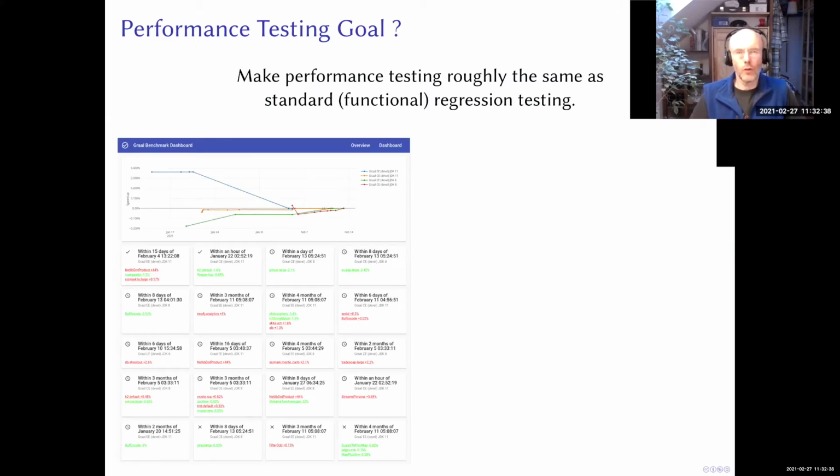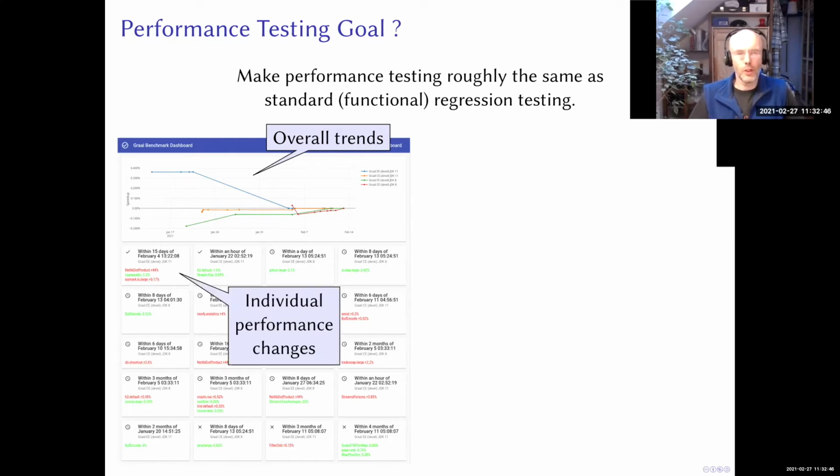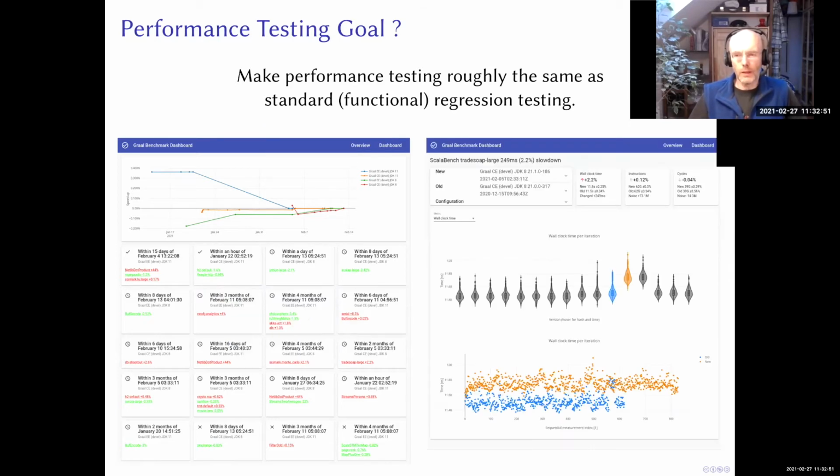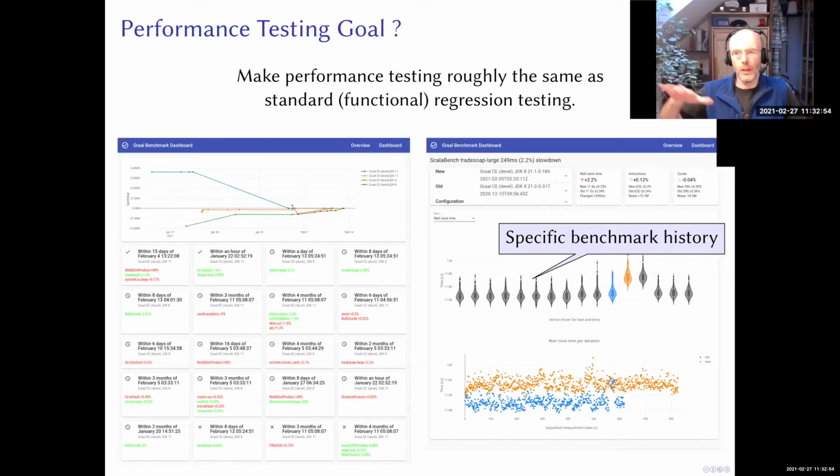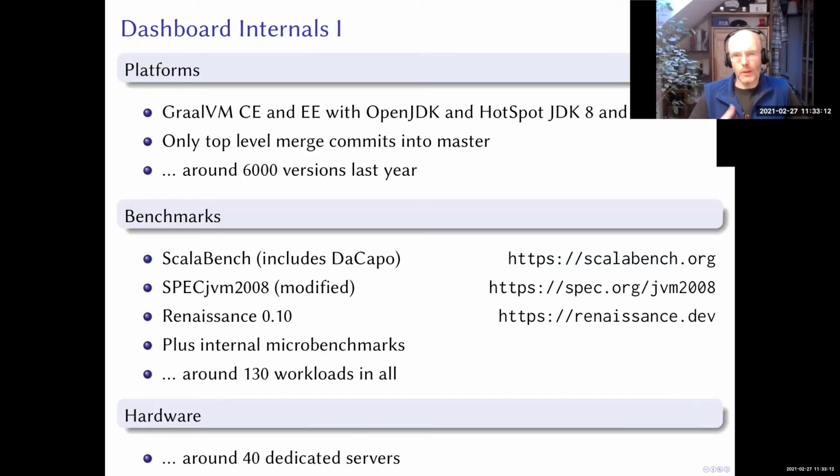We have an overall trend where we just track all the benchmarks together. Then we have a list of recent individual performance changes that we've detected, and we can click on the individual changes and see things such as the specific history of performance for that particular benchmark and the individual measurements and so on. Now, with all this, we can do sort of high-level graphs. I will show you one later. I'm not going to talk about the internals of the dashboard, though, except for very few data points.